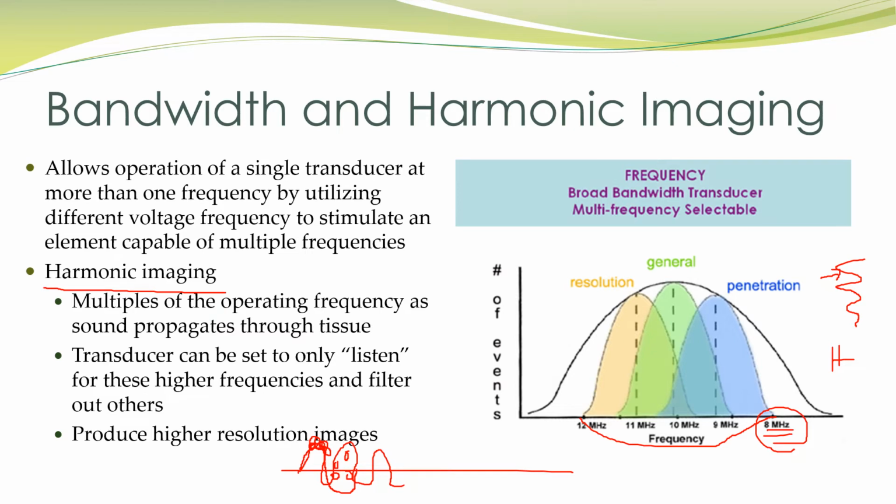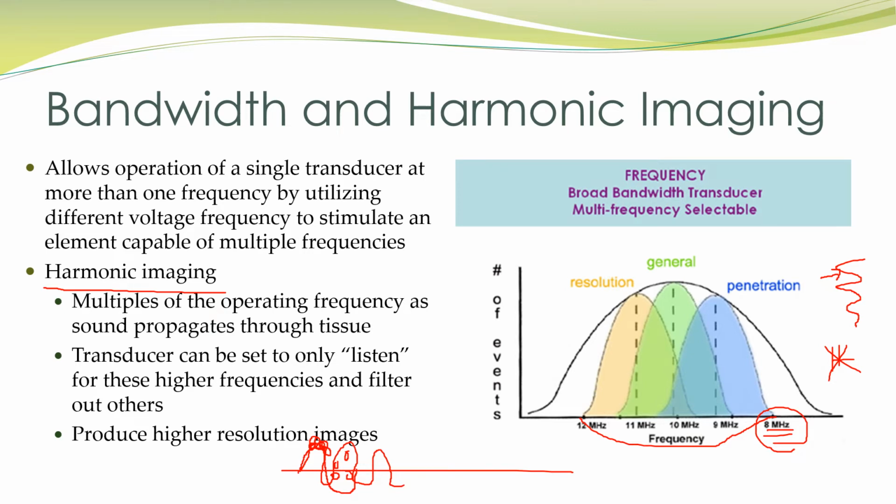Okay, so when I turn off harmonics, it doesn't mean that I can stop these additional frequencies from occurring in the patient. We know they occur as sound transmits through a patient. What we simply do is we tell our transducer, stop listening for any multiples of our 8. I want harmonics off. I'm just going to listen for my 8. So it might be receiving harmonic sound waves back, but it's not registering them for the image.